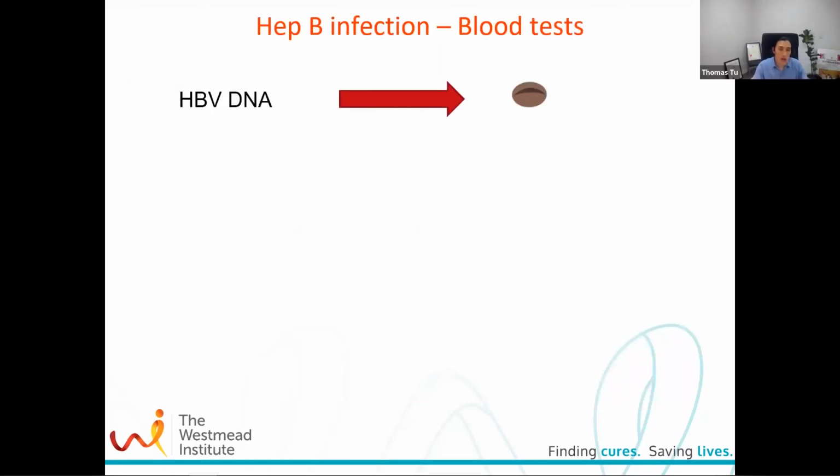So just to link it back to the sorts of blood tests you're taking, Hep B DNA just measures the amount of virus that's being produced in the blood, so like the seeds.